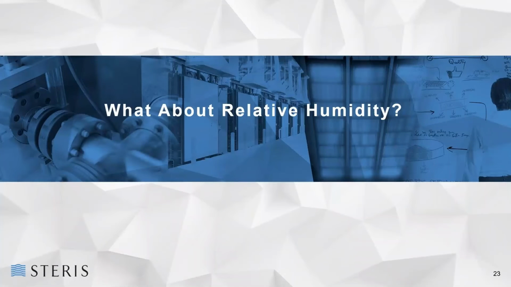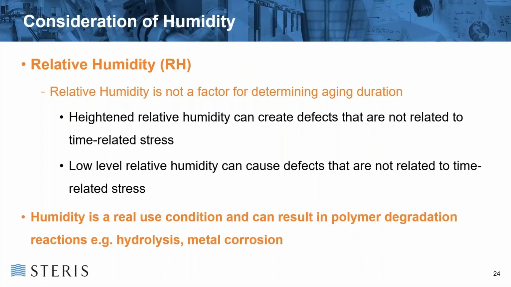So what about relative humidity as it relates to accelerated aging? Noel mentioned earlier that this is something you want to consider. How do you determine what the appropriate humidity level is? So the equation that Noel showed earlier did not include relative humidity. It's not a factor in determining the aging duration. That equation is based only on temperature, as he showed.